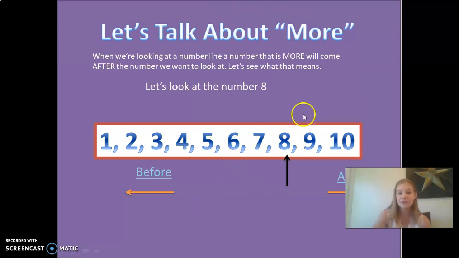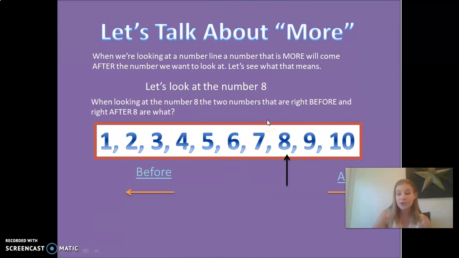So if the number is going to be one more than 8, it means it needs to come after the number 8 or to the right of the number 8. So here's my word, after is over here on this side. So this is the right side of the number line. So if I know one more than 8 has to be on this side, I know it needs to be 9 or 10, not anything over here because these numbers come before 8.